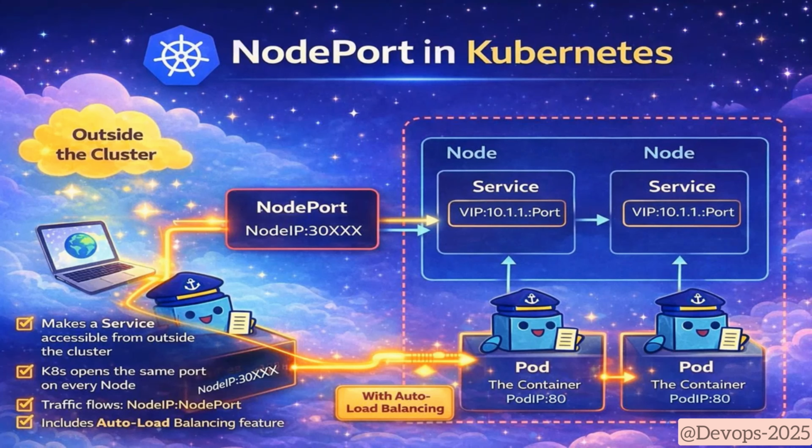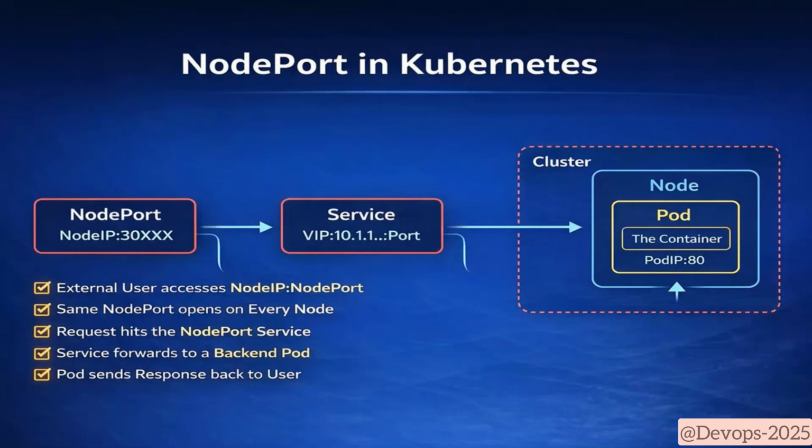Now, the most important part in the NodePort is how the complete flow of NodePort will work. So let's see the exact flow of the NodePort. In step one, the user accesses the application using node IP colon port number. Basically, this is the entry gate. This is where the traffic enters. In step two, Kubernetes already opened this node port on every node automatically. So it doesn't matter which node you hit. That is where high availability starts.